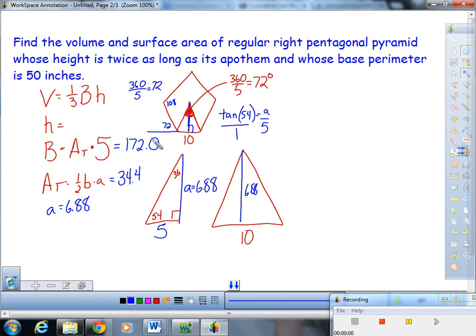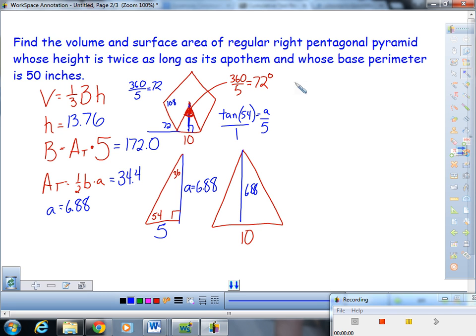Okay, so we found our apothem to be 6.88. So what does that make our height? Because that was part of the word problem. What's the overall height of our pyramid? It's going to be twice that, right? 13.76? Yep, about 13.76.